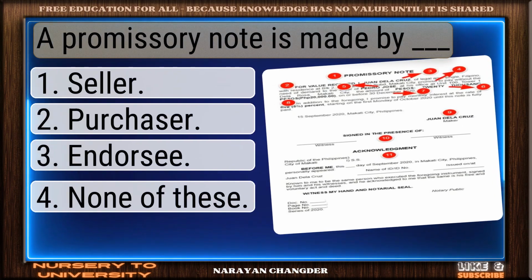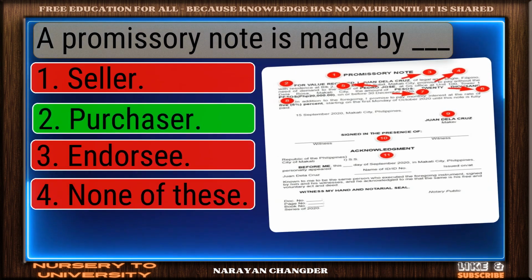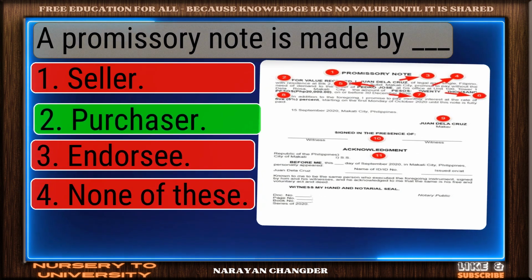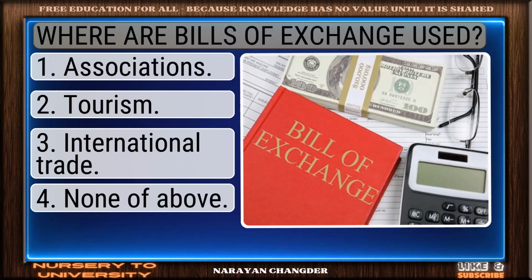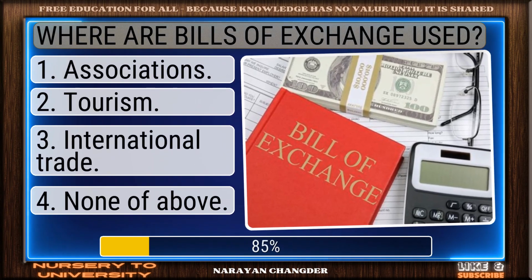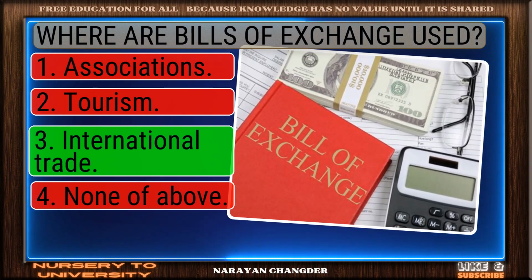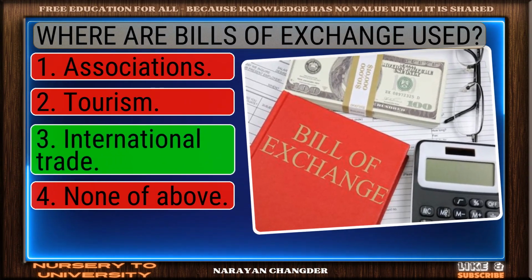A promissory note is made by dash. You're right. Purchaser is the correct answer. Where are bills of exchange used? Clear logic. Your choice international trade is sound and 100% true.